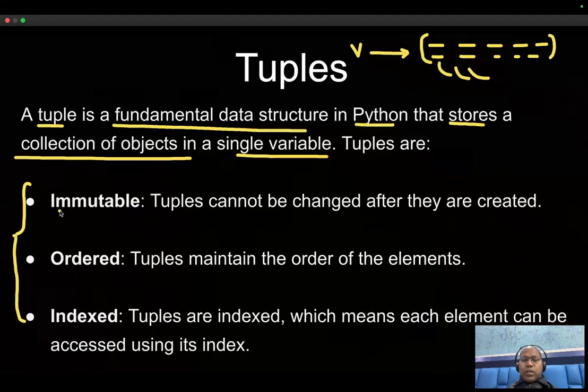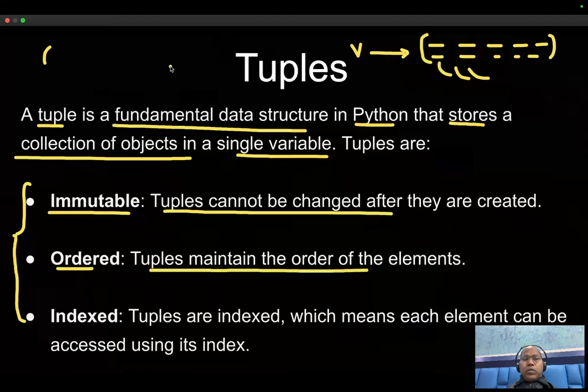First, tuples are immutable. What do we mean by immutable? That means tuples cannot be changed after they are created. Second, they are ordered. That means the tuple maintains the order of the elements. You create a tuple and put value 1, value 2, value 3, and whatever order you put the values in, the tuple maintains the same order.